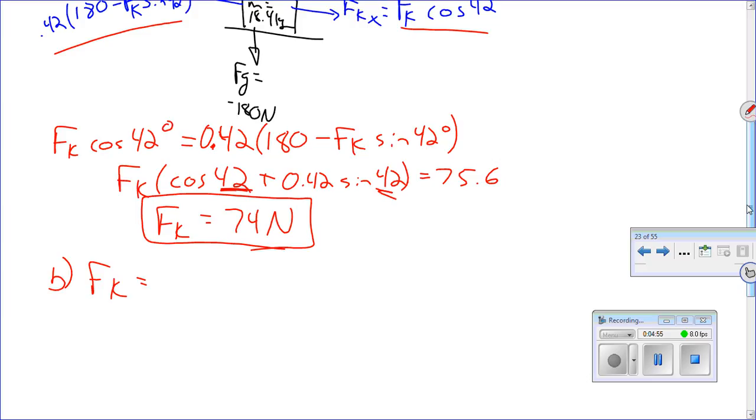Can we, in fact, do that? Yes, we can, because this 75.6 here doesn't depend on that angle. So it's just going to be 75.6 divided by cosine of theta plus the coefficient times the sine of theta.